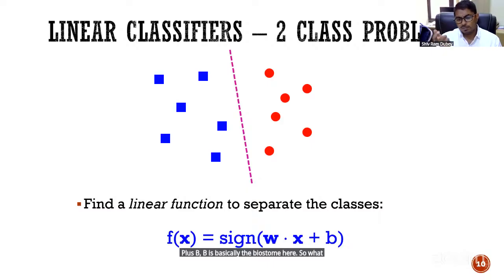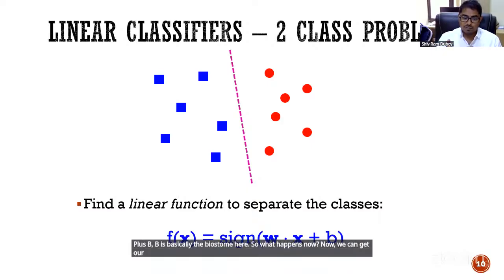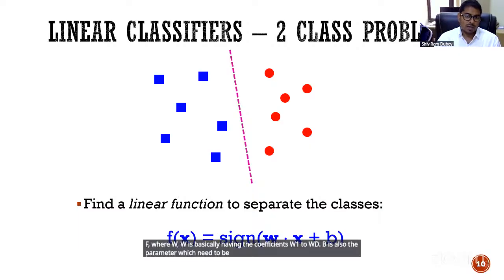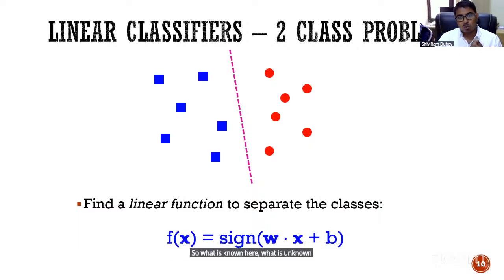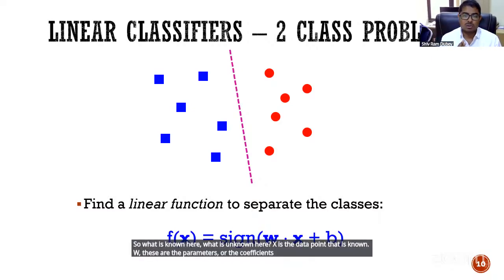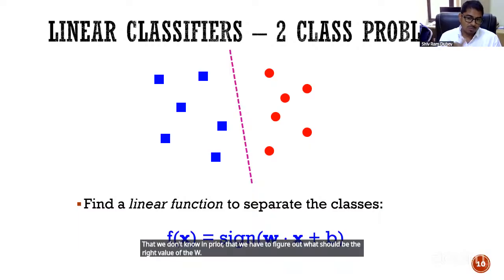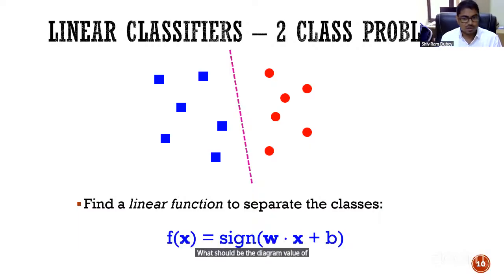So now we can get our function f. That function f is now sign of W dot X plus B. This is my function f, where W is basically having the coefficients W1 to WD. B is also a parameter which needs to be learned. So what is known here? What is unknown here? X is the data point that is known. W and B are the parameters, the coefficients of the equation of this hyperplane, that we don't know beforehand. We have to figure out what should be the right value of W and what should be the right value of B.